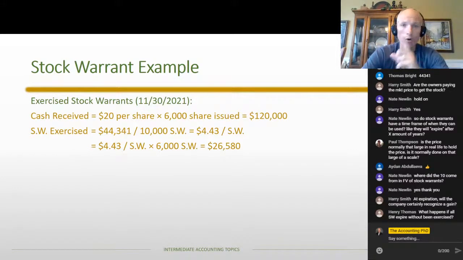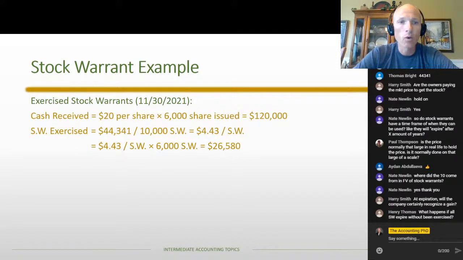And so each stock warrant is one share. It's kind of straightforward. Each stock warrant is one share. And so I'm going to be issuing 6,000 shares. They're going to be exercising 6,000 stock warrants, which means they're going to give me $20 for each one. And so that $20 times 6,000 shares means as a company, I'm now going to receive another $120,000 cash. So previously, they made a contribution to have the right. Now they're making a contribution to exercise that right.